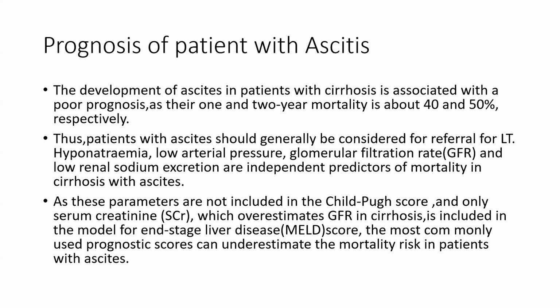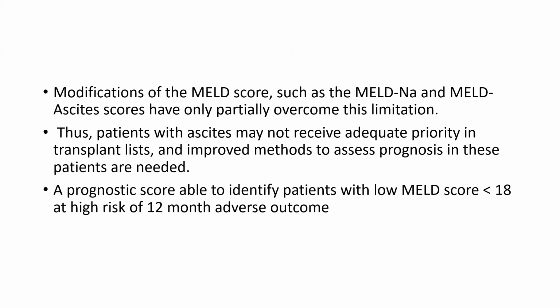These parameters are not included in the Child-Pugh score, and only serum creatinine, which overestimates the GFR in cirrhosis, is included in the MELD score, which is the most commonly used prognostic score and can underestimate the mortality risk in patients with ascites. Modifications of the MELD score, such as MELD sodium and MELD ascites score, only partially overcome this limitation. Thus, patients with ascites may not receive adequate priority on the transplant list, and an improved method to assess the prognosis in these patients is needed.